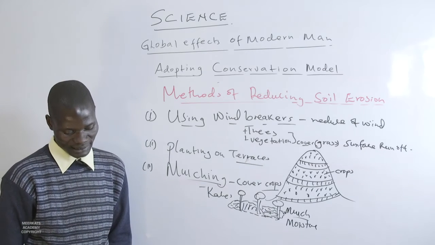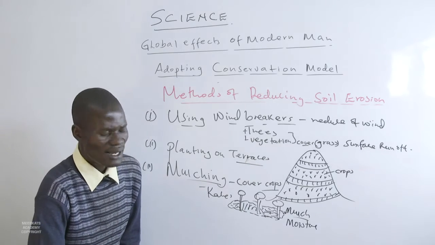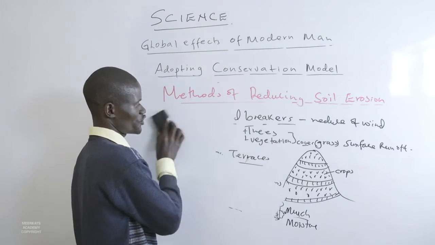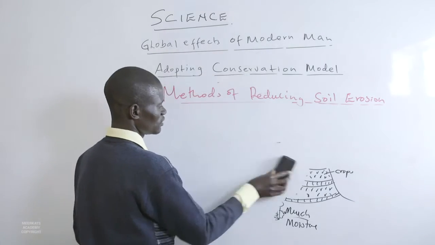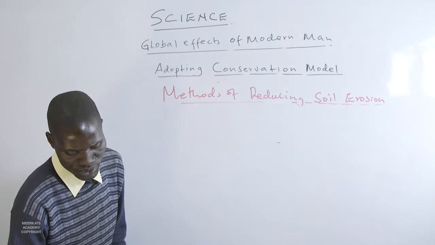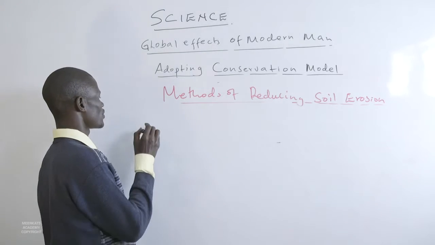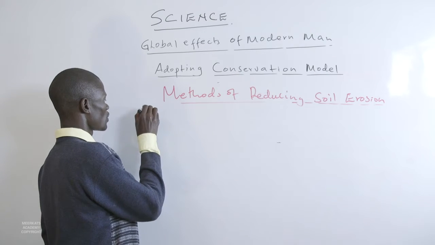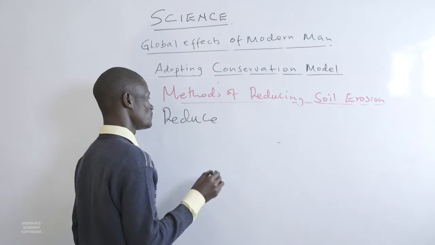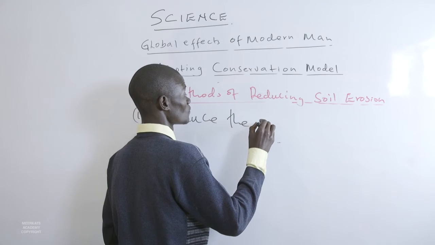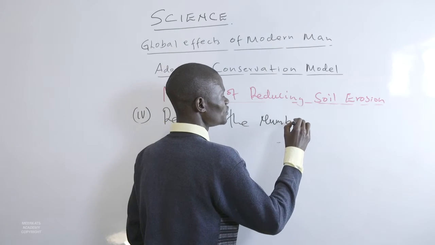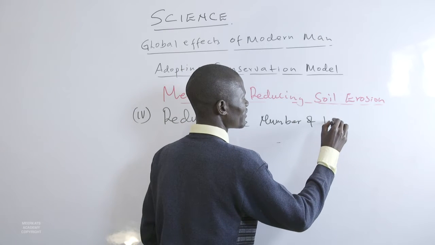That is a model. Then another way of reducing soil erosion. These are various methods that can help us to reduce soil erosion. We can also reduce the number of livestock. We have to reduce the number of livestock on the farm.